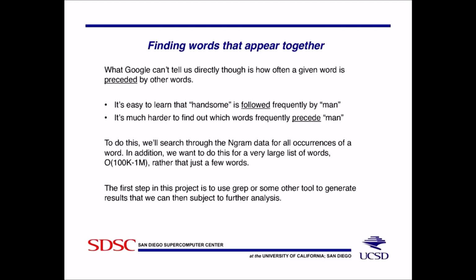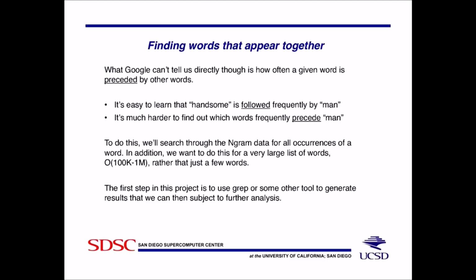But what the idea.org folks wanted to do was go a little bit further. What Google can't tell us through Google Books and the n-gram project is how often a given word is preceded by other words. So in other words, it's very easy to learn that handsome is followed frequently by man, but it's very hard to find out which words frequently precede man.